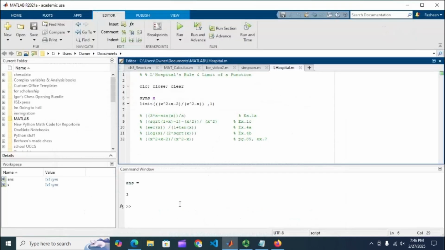So that's how we create a program that you can use to compute limits of any function, whether in L'Hopital's rule or the limit section.